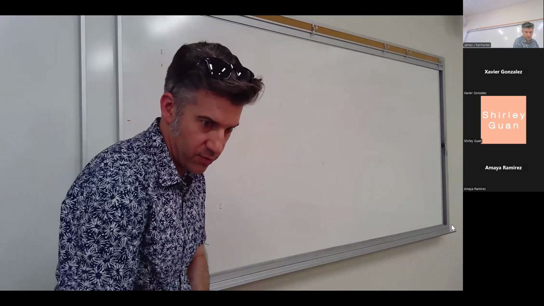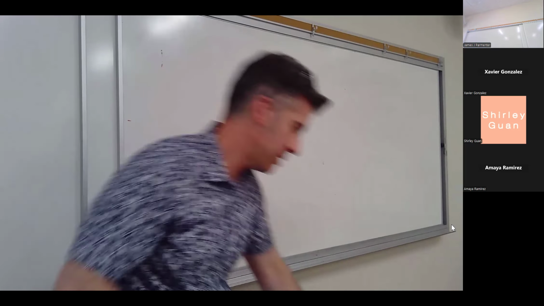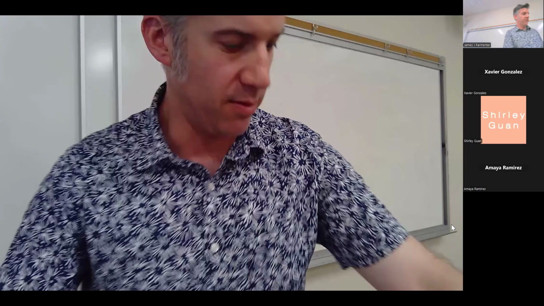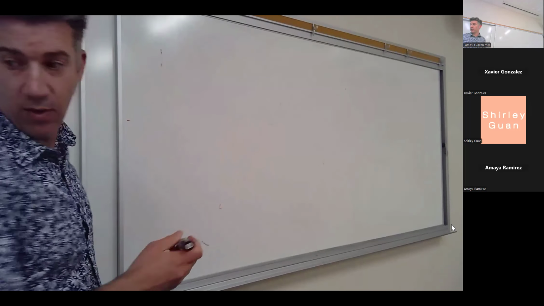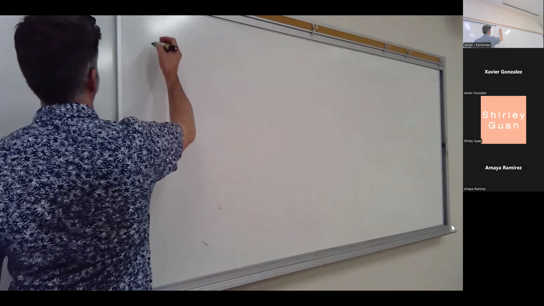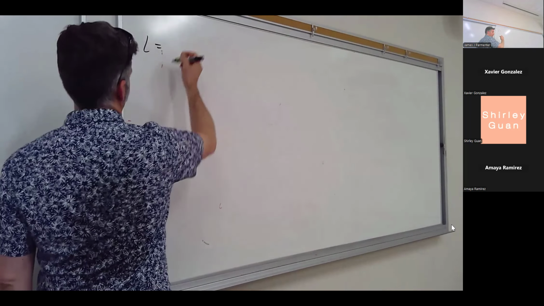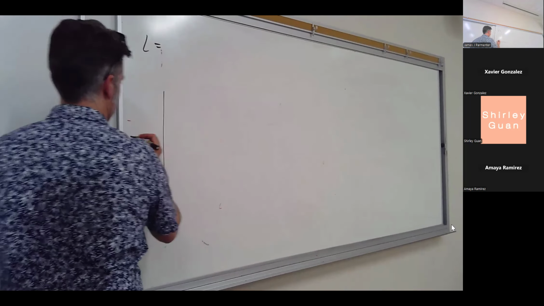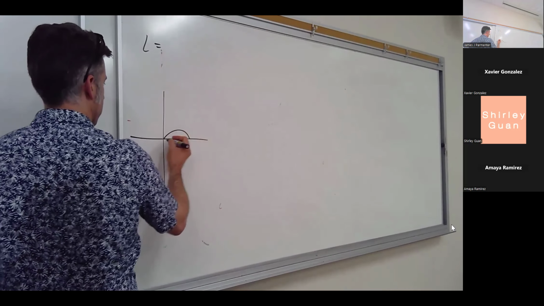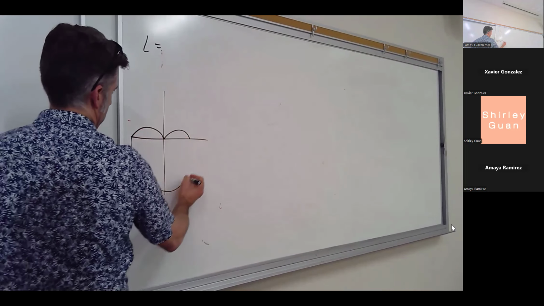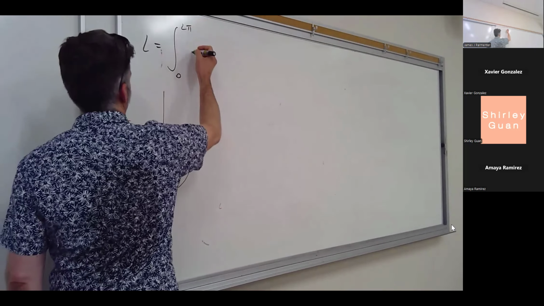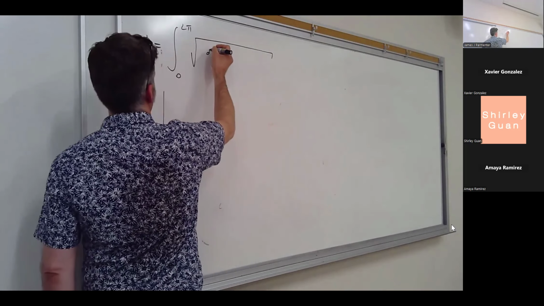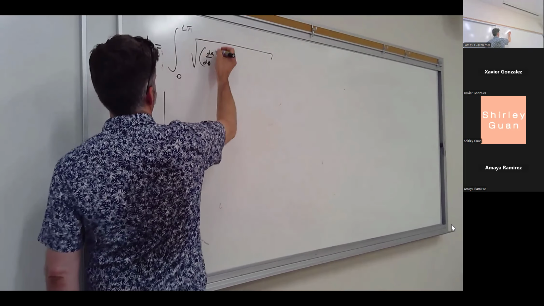All right, so I'll try to stay out of the way of things. So we were about to calculate the length of this cardioid, which again looks like this. And it's going to be the integral from 0 to 2 pi of the square root of dx d theta squared plus dy d theta squared.